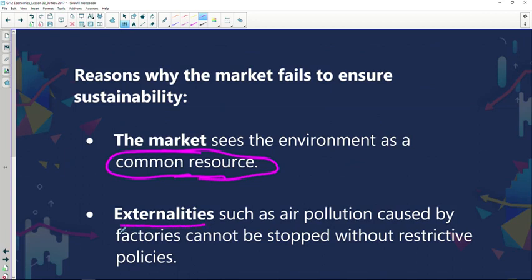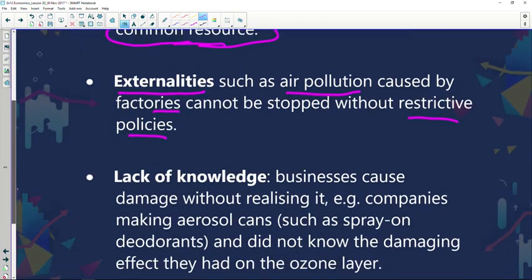But also there are externalities that they need to consider, such as air pollution, which is caused by factories. It cannot be stopped without restrictive policies. So government has an important role in ensuring that they've got policies that they can impose in order to stop this. The factories are not going to stop polluting because there aren't specific and enforceable restrictive policies that can be used to stop them. So they take full advantage of those situations and they continue to pollute the environment. So these are some of the challenges.